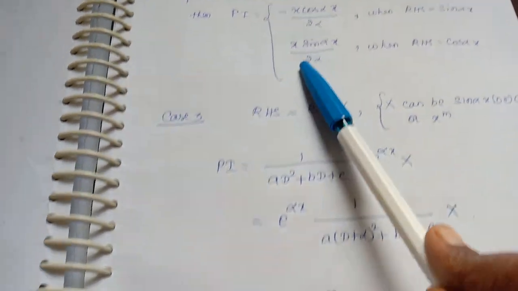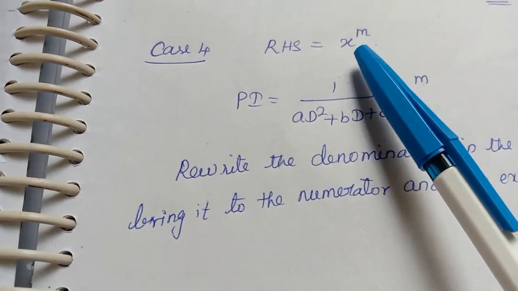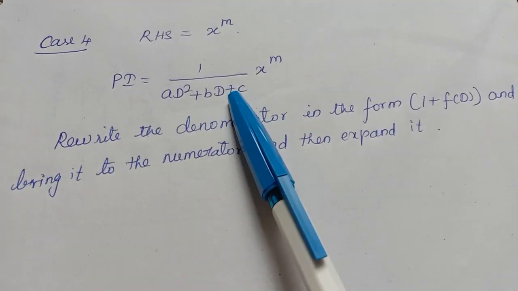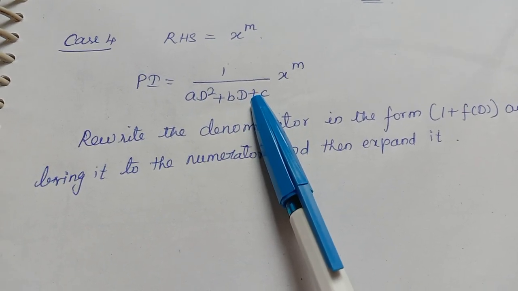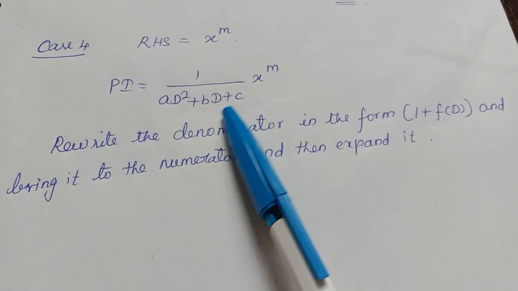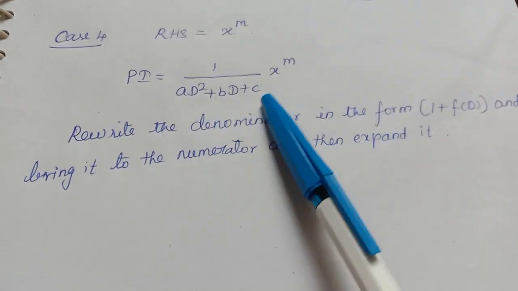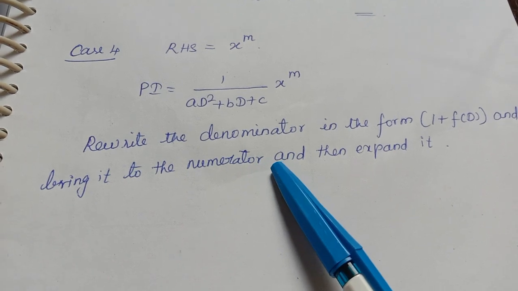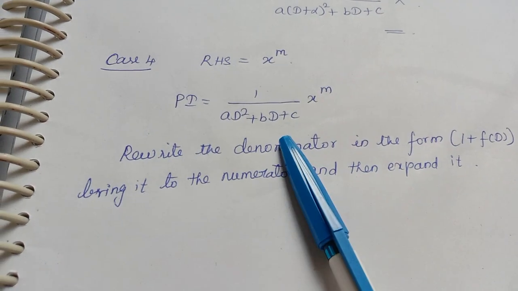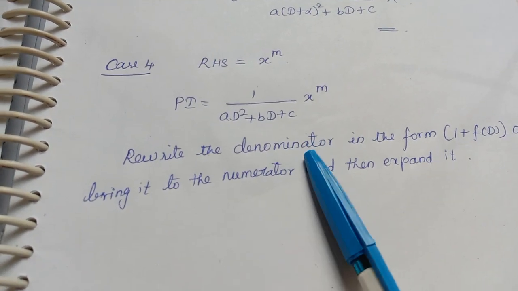Right. Then the next case is the right hand side of the form x power m, that is, any integral powers of x. In that case, you have to rewrite this denominator in the form 1 plus something. Here we have a d square plus bd plus c. You take this constant c outside, so that the expression will be in the form 1 plus something, bring it to the numerator and use the binomial expansion. While doing the problem you can understand. So for x power m, what we are doing is rewriting the denominator in the form 1 plus something. That's all. Here you will never get 0 in the denominator.